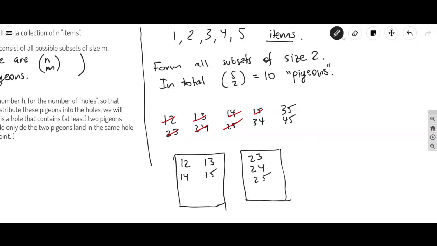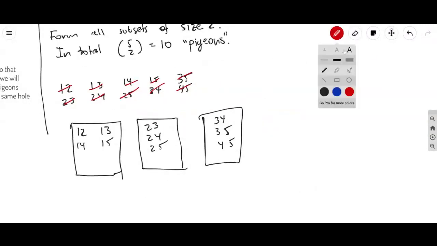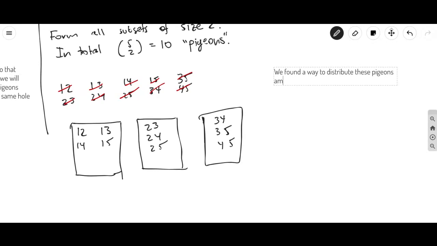Now, what if you had an extra hole? Well, if you have an extra hole, you have a little bit more freedom. Then you can put 3, 4 in here, 3, 5, and you can put 4, 5. And now you can see that these 2 overlap, these 2 overlap, and those 2 overlap. So we found a way to distribute these pigeons among 3 holes so that any 2 pigeons in the same hole have overlapping elements.